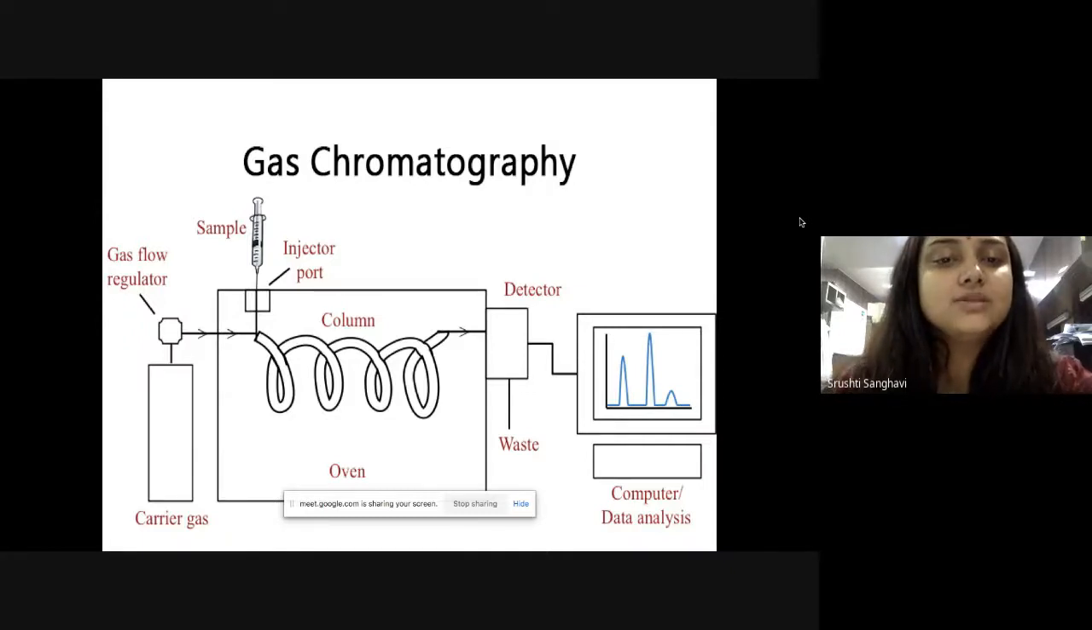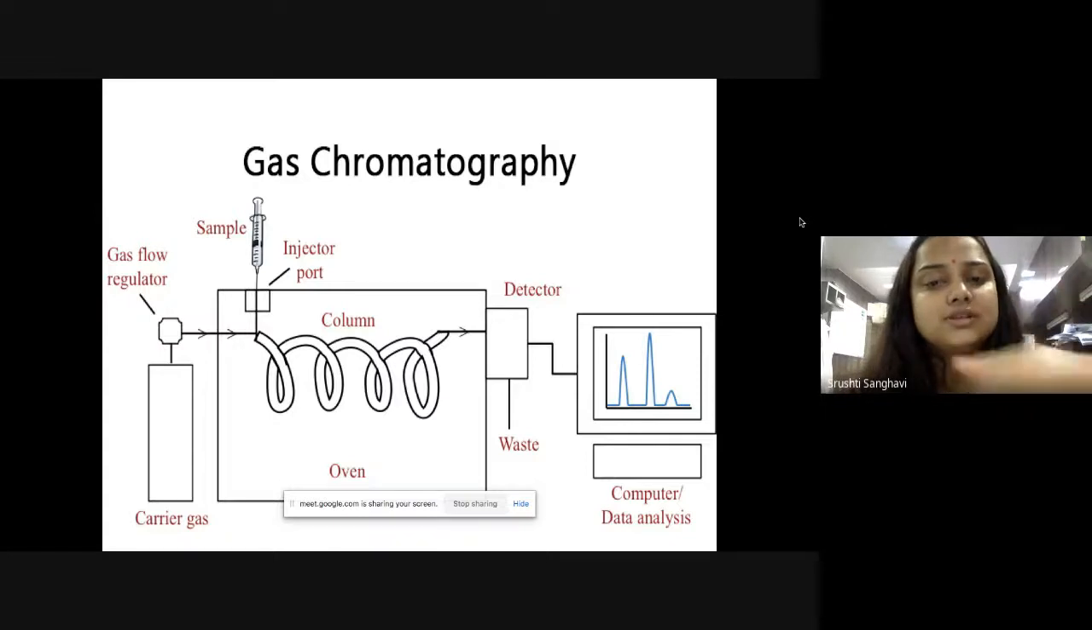The third thing that you see is a sample. As we spoke about earlier, not all samples will qualify to be analyzed on gas chromatography. You will require a sample that has some kind of volatile component to it. That is the basis on which the separation will happen. So the sample is injected with a syringe, which is put through a port.